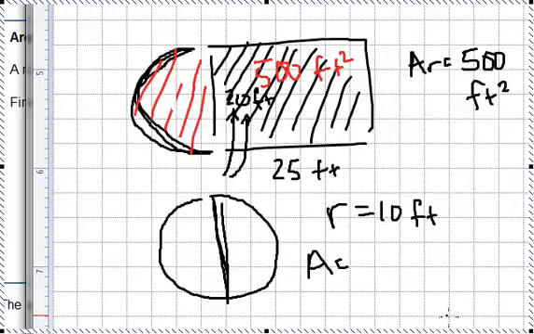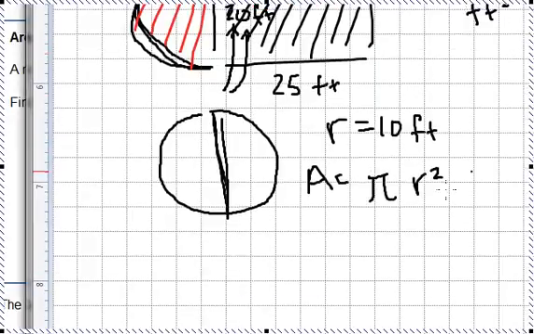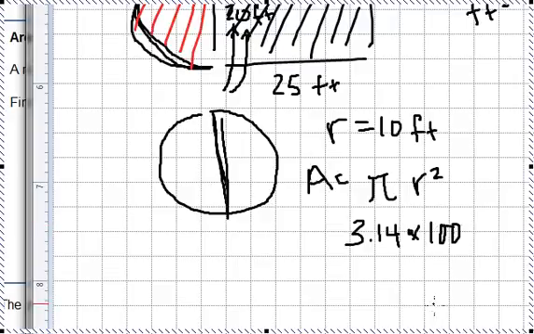I need some other people to answer for this one. Okay. So the area is pi times r squared. And that would be pi, which is 3.14, and r is 10 squared. So that would be 10 times 10. 10 times 10 is equal to 100. So use your calculators. What is 3.14 times 100?